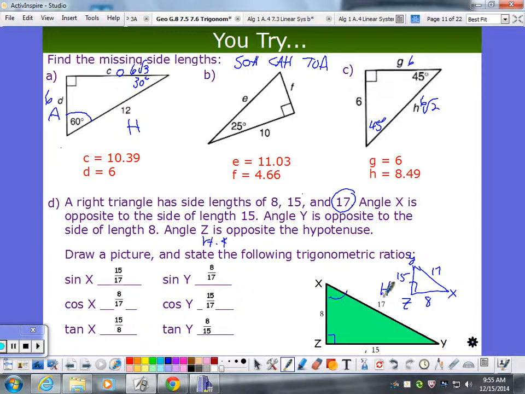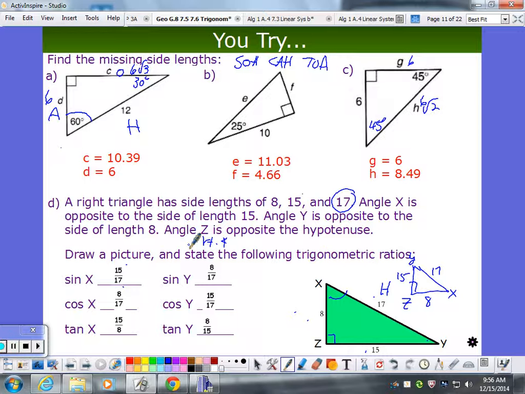Sine of X is opposite over hypotenuse, 15 over 17. Now the sine of Y is also opposite over hypotenuse, 8 over 17. Cosine X is adjacent over hypotenuse. Cosine Y is adjacent over hypotenuse. So if you drew your picture correctly, you should be getting these values. Are there questions on this part?